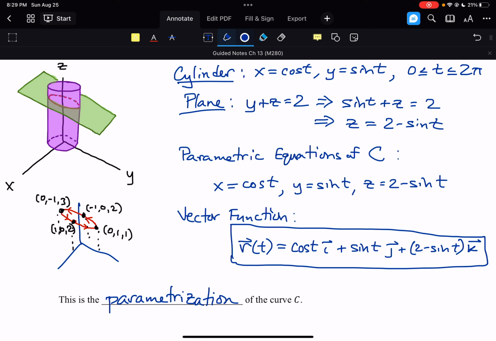And that brings us to the end of section 13.1. When we continue in the upcoming sections, we're going to keep talking about vector functions and performing calculus on vector functions. So I will talk with you all very soon.